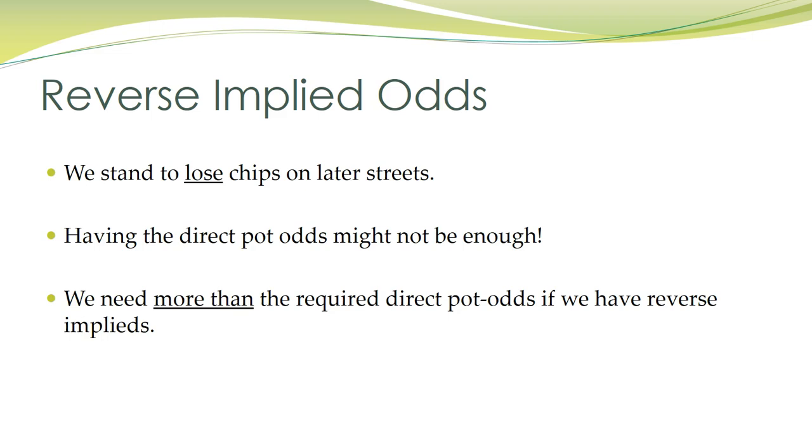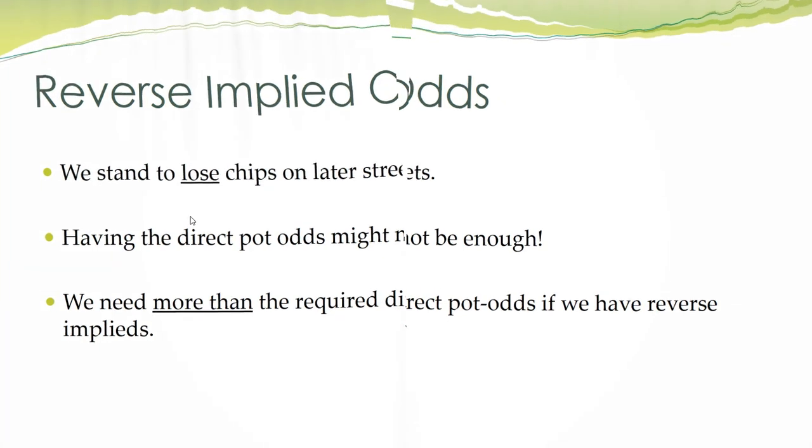So in the same way that when we have good implied odds, we can get away with having less than the required pot odds, in a situation where we expect to have reverse implied odds on the later streets, we actually need more than the required direct pot odds. In other words, if you have exactly the right pot odds in a certain spot, but you estimate that you will actually lose money on average on the later streets, then it means you can't defend. So essentially it means you're going to need more than the required pot odds to make up for the fact that you're going to lose additional chips on the later streets.